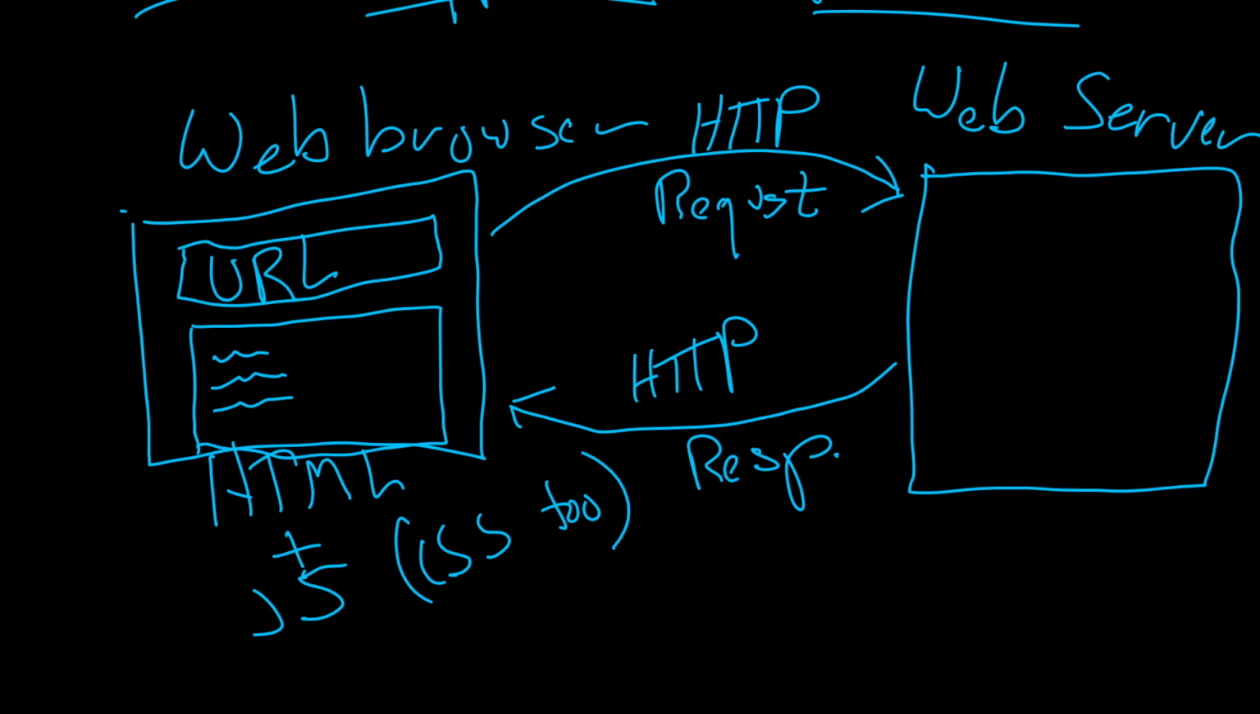So if it's Amazon.com and you want to order your new 100-pound bag of rice for the quarantine, we need to place that order in a database somewhere, and then send you back a page saying order confirmed or something like that.